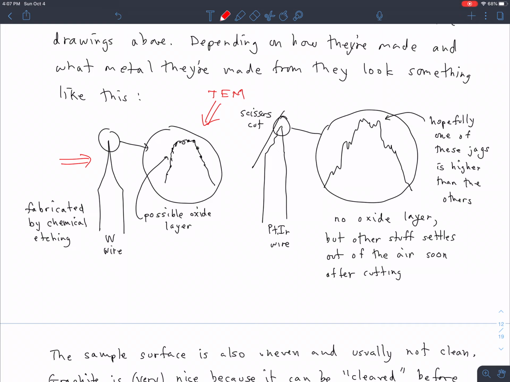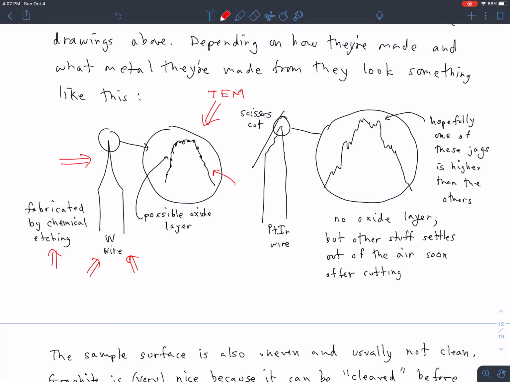They look ugly. There are two kinds of tips that are most common. One is a tungsten tip that's etched chemically, and I can tell people how you do that if you're interested. But that takes some work, and not only that, the tungsten oxidizes in air, so there's always an oxide layer you have to worry about, and that can cause troubles.